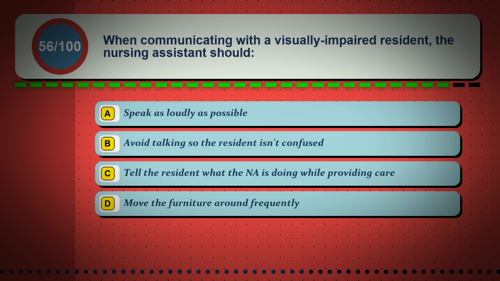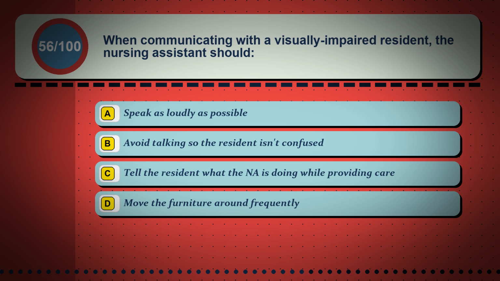Question 56. When communicating with a visually impaired resident, the nursing assistant should: Option A. Speak as loudly as possible. Option B. Avoid talking so the resident isn't confused. Option C. Tell the resident what the NA is doing while providing care. Option D. Move the furniture around frequently.